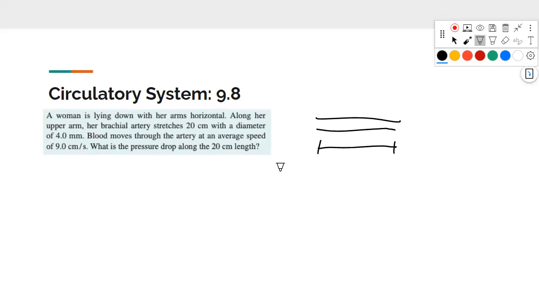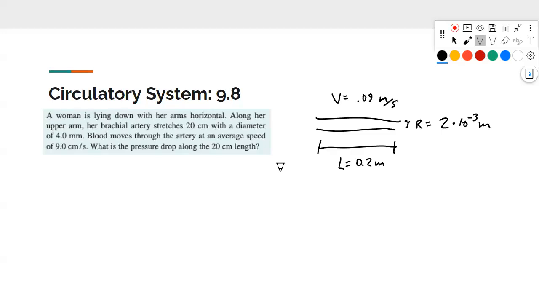One of the arteries that we're considering has a length of 20 centimeters, so 0.2 meters, with a diameter of 4 millimeters. So we could just say with a radius of 2 times 10 to the minus 3 meters, just to convert as we go. And the average speed of the blood through this artery, which is something that you can measure with a few different approaches, one of which would be using the Doppler effect with something like ultrasound, which we'll talk more about later, is 9 centimeters per second. So we could say 0.09 meters per second.